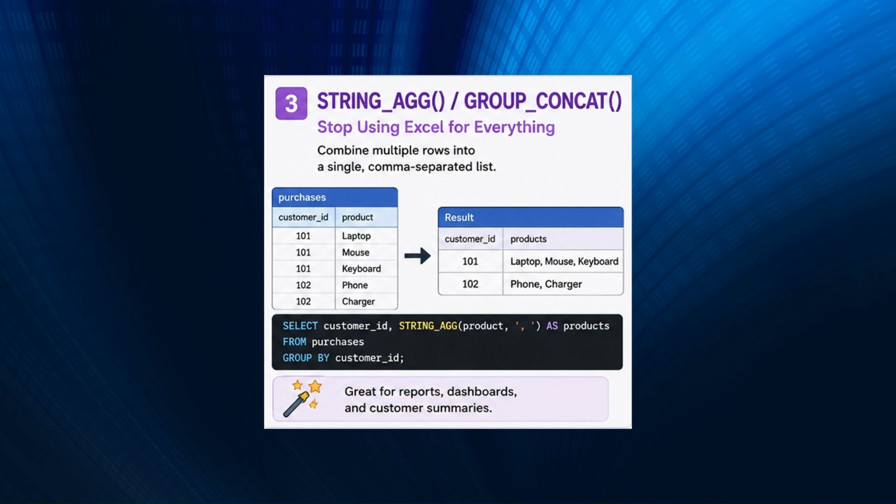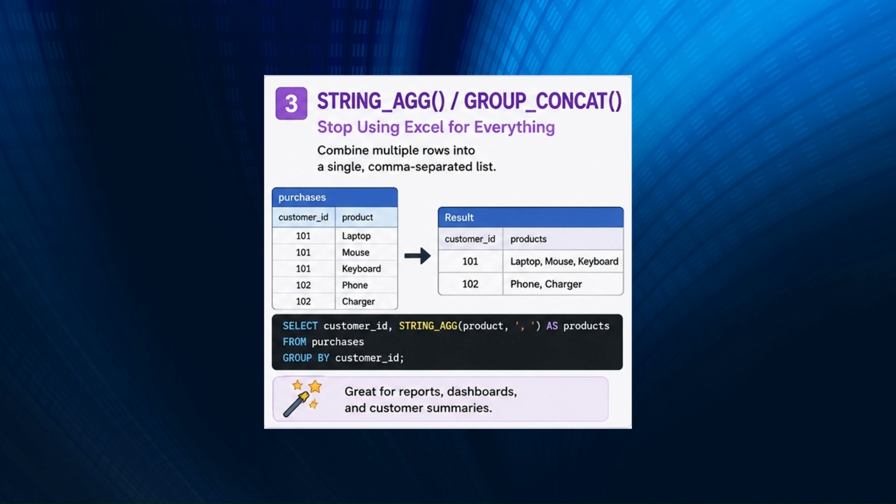Moving to third function, STRING_AGG. Stop using Excel for everything. Have you ever wanted all products purchased by a customer in one row? Most people export data to Excel, but SQL can already do this. For example, SELECT customer_id, STRING_AGG(product, ', ') AS products FROM purchases GROUP BY customer_id.